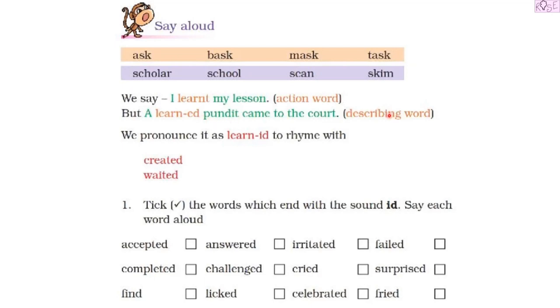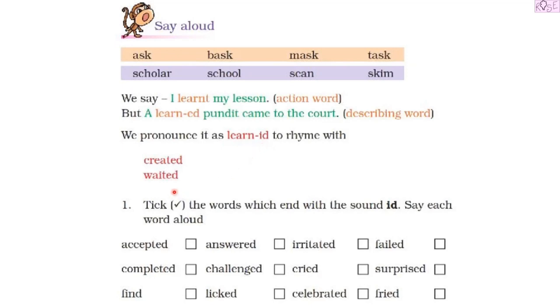A learned here means a describing word. It is describing the Pandit who came to the court. How was the Pandit? He was learned. So learned is an adjective. So now what do we have to do? We pronounce it as learned. We have the same thing to rhyme with created, waited. Okay. So created also and waited also end with id.